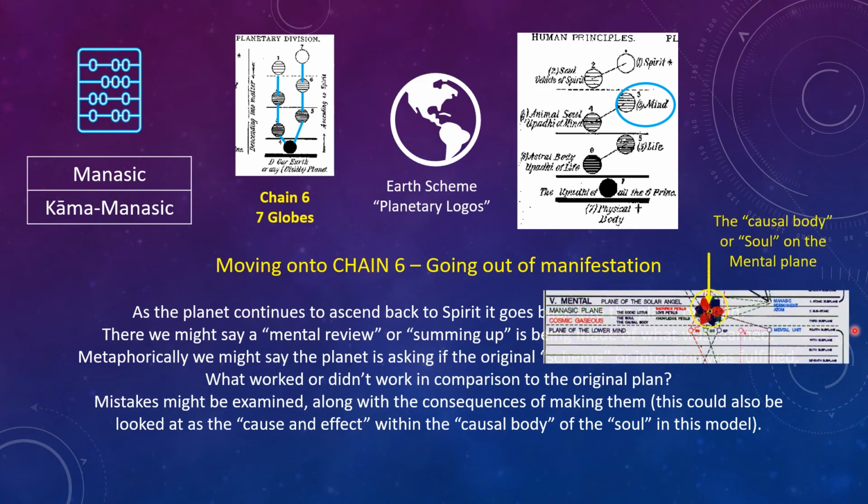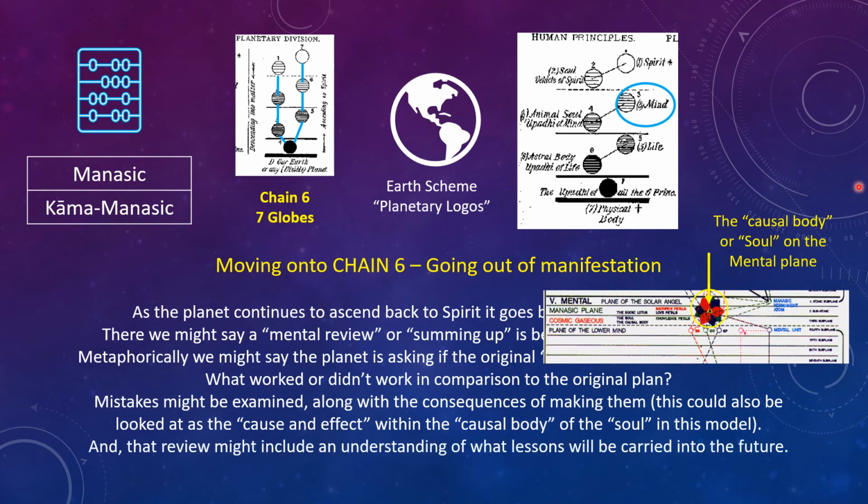Now, this could also be looked at as what is happening within the causal body, or the soul, of this model. So we are now not on the descending process where the soul is trying to create in the lower levels. We're back in the ascending process where the soul is trying to move us out of the emotional levels and the levels of the lower mind. It's trying to move us out of that as it reaches back up into spirit. And as it's doing that, it's looking at the causes. What caused this? What caused that to happen? The mistakes, etc., are all being reviewed within the causal body, or the soul of the mental plane in this model. And that review might include an understanding of what lessons will be carried forward into the future.